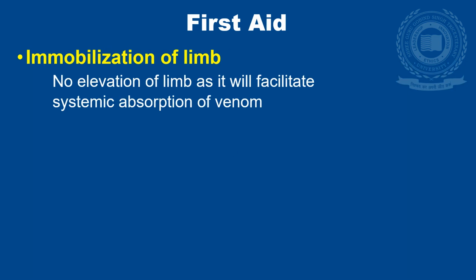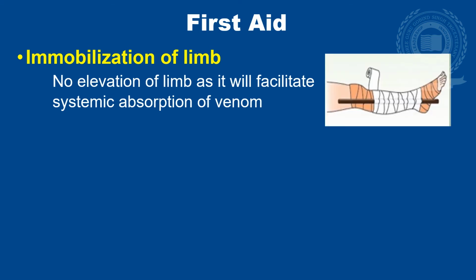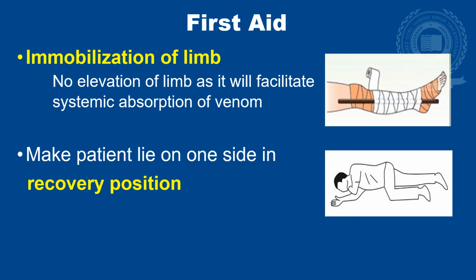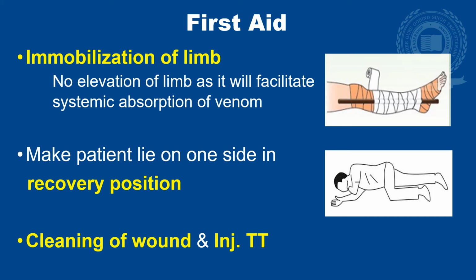The third point in first aid is immobilization of the limb, as if we are treating a fractured limb. No elevation of the limb, as it will facilitate systemic absorption of the venom. Just see the splint used for immobilization of the limb. Then the next point is to make the patient lie on one side in the recovery position. This will help in removing secretions from the mouth and will not block the airway. The last thing in first aid is cleaning of the wound, putting a sterile cover on that wound, and we must give a tetanus injection.